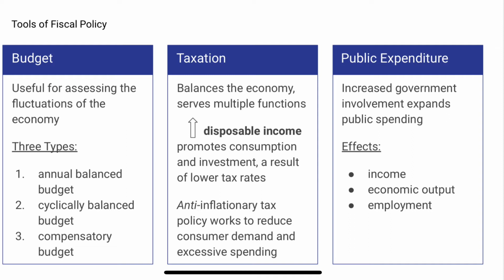Then there's taxation, which is used to balance the economy and serves multiple different functions. So increased disposable income promotes consumption and investment as a result of lower tax rates. An anti-inflationary tax policy works to reduce consumer demand and excessive spending.